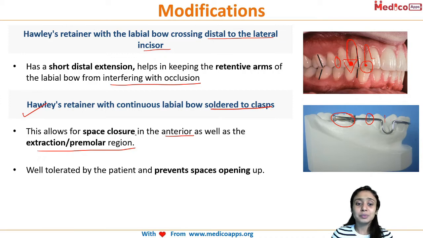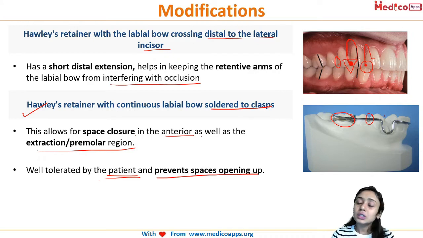So this allows space closure in the anterior as well as in the posterior or the premolar region, and this is more tolerated by the patient because it does not interfere with the occlusion. Since it does not cross your occlusal surface, it's better for the patient, and it's more comfortable for the patient when they close their mouth. And it also prevents space opening.